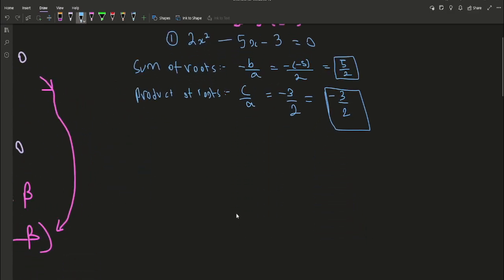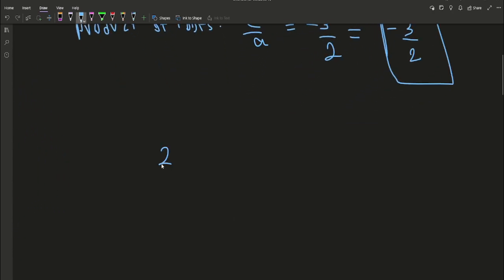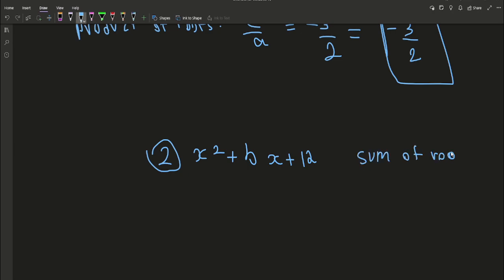Now let's come to the second example, which is, let's say, x squared plus bx plus 12. Sum of roots is equal to 7. Find the value of b.